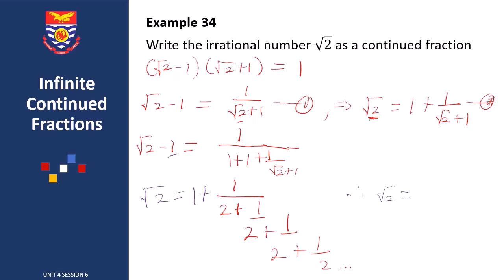That is the first one, as a continued fraction. The first one is 1, that is 1 here, and the next ones are 2, 2, 2, up to infinity. Keep on going, 2, 2, 2. So we've shown that root 2 is a continued fraction. It's actually an infinite continued fraction. Good.